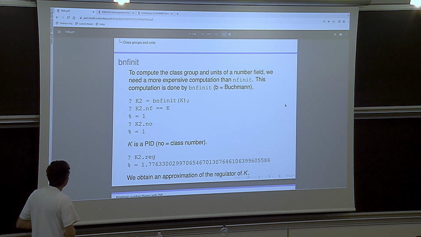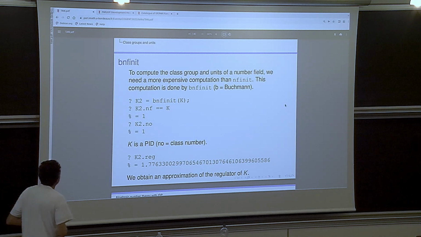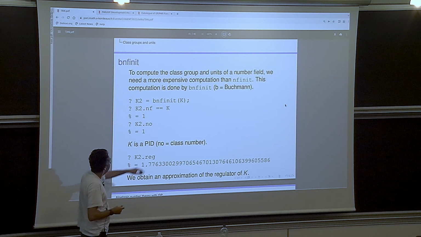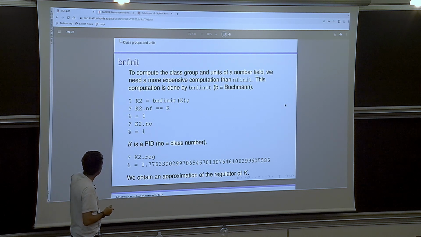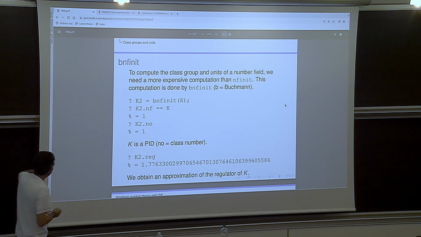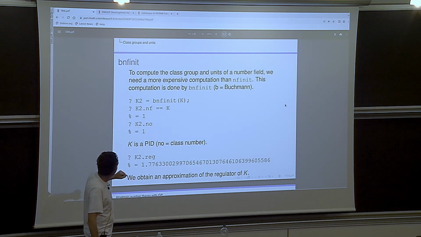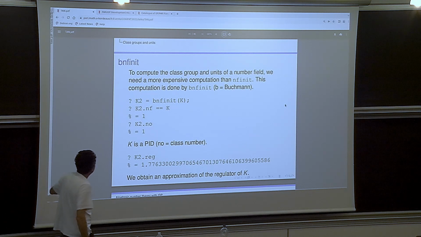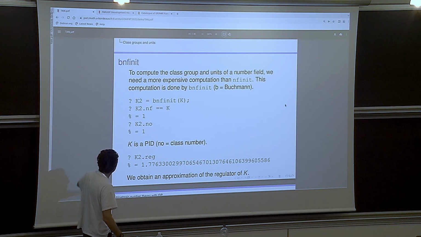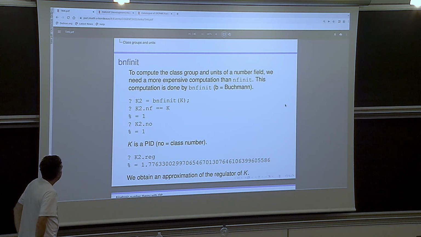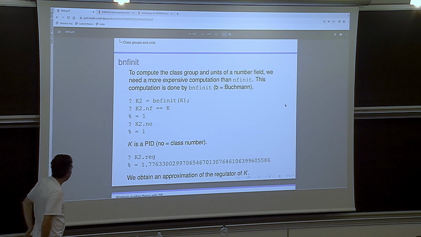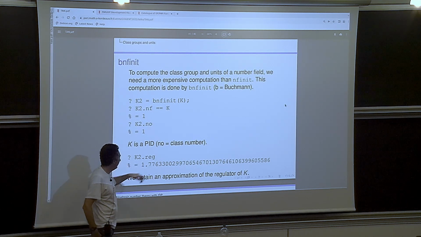So there is a function bnfinit that does this computation. You can give either an nfinit or a polynomial. Okay. So here we give it the nfinit we have, k. So k2, you check that. We have the nf component, which is the original number field. Okay. And no is the class number. So here it is 1. And we have a regulator, k2.reg, which is this number.